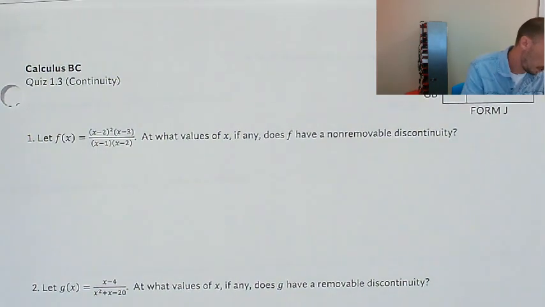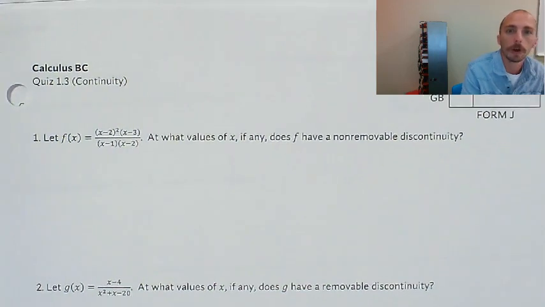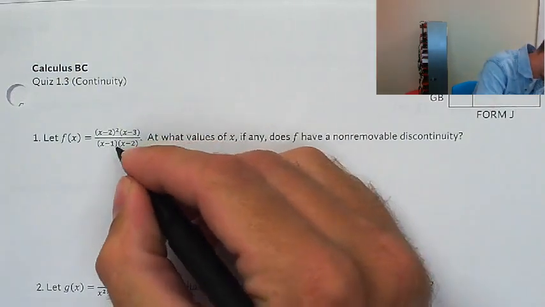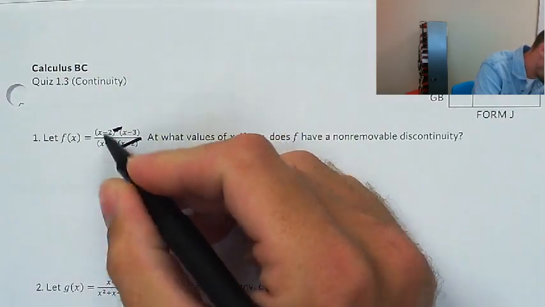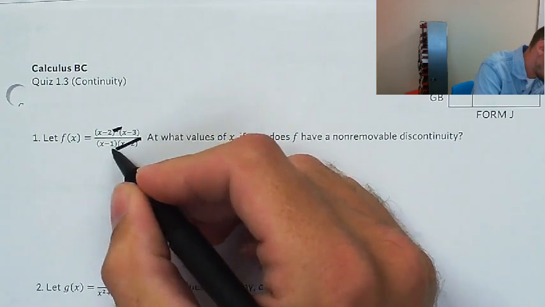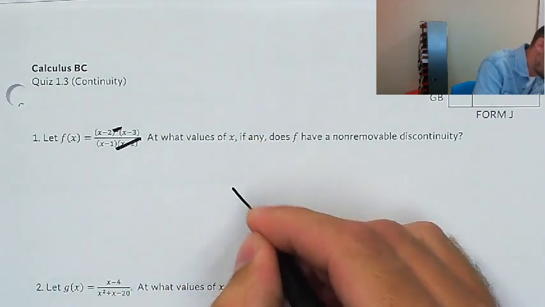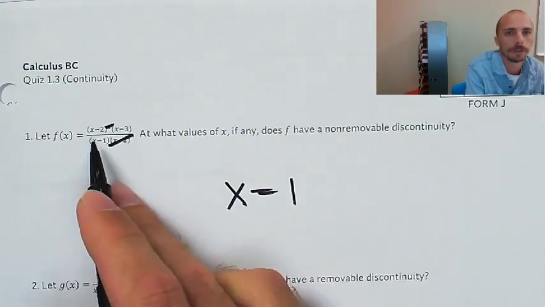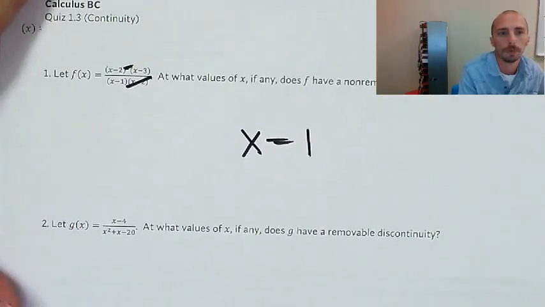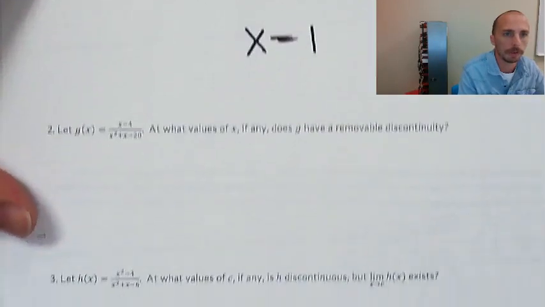At what values of x, if any, does f have a non-removable discontinuity? Okay, non-removable discontinuity, that is not a hole in the graph. That's a vertical asymptote. So if I was to cancel stuff off, I'd lose that. And the hole in the graph would be at x equals 2. The non-removable discontinuity is going to be x equals 1 because that's going to cause non-zero divided by 0. That's a vertical asymptote. That's non-removable. All right, so x equals 1 there.